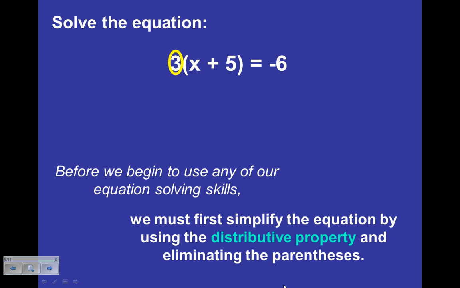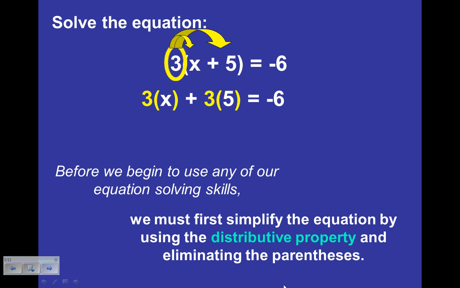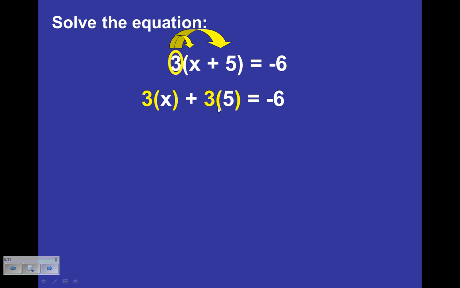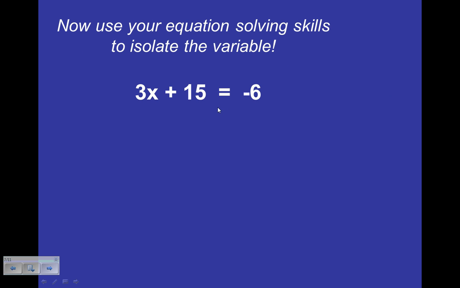Because first, I'm going to take that 3, and I'm going to multiply by each one of them. I call this my hippity, and then my hoppity. That's just me being silly, but 3 times x, and then 3 times 5. So when you do that, 3 times x is 3x, 3 times 5 is 15. That equals negative 6. Well, now from here we can solve our equation. Subtract 15 from each side. You get 3x equals negative 21.